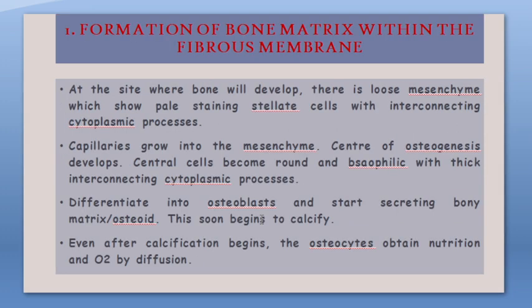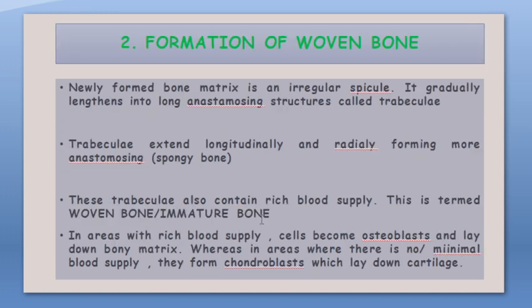Now, the first is the formation of bone matrix within the fibrous membrane, where the bone has to develop in the loose mesenchyme. There are few areas where stellate reticulum-like cells, that is star-shaped cells with loose cytoplasmic processes, lie in the loose mesenchyme. They differentiate into osteoblasts and start secreting bony matrix, and they soon begin to calcify. Even after calcification begins, the osteocytes obtain nutrition and oxygen by the process of diffusion.